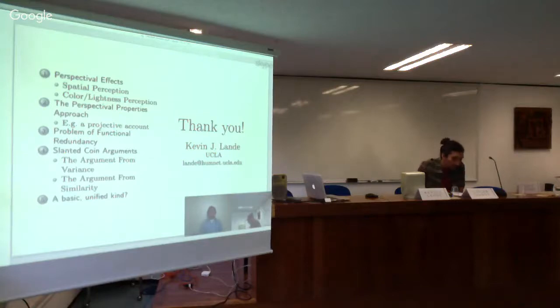The main issue in the paper exposed by Kevin Lande is the question about what's our best strategy for explaining the perspectival character of perception. In the market, we combine one of the two strategies chosen by the author, the perspectival properties approach, PPA, and the egocentric properties approach, EPA.